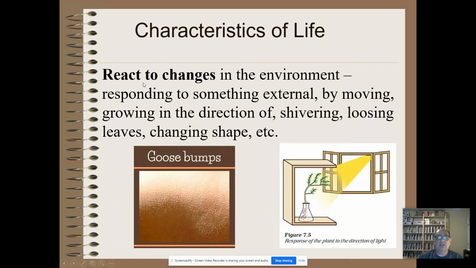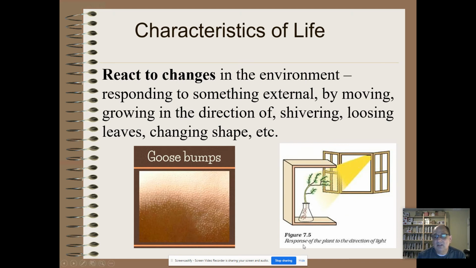The next is react to changes in the environment. So that's a response to some kind of stimulus. It's external, like moving or growing in a direction, shivering, losing leaves, changing shape, etc. If you think about goosebumps, that's the way your body keeps warm. Just the same, when you shiver, it shakes the cells inside of your body to create heat and warmth.